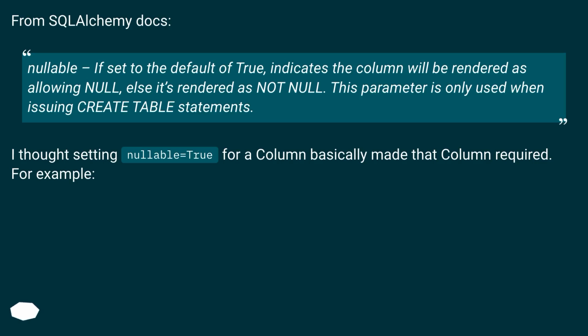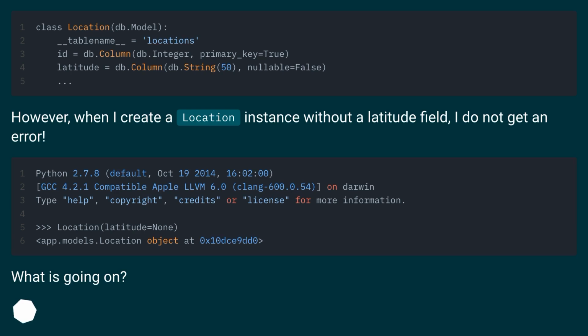I thought setting nullable equals false for a column basically made that column required. For example, however, when I create a location instance without a latitude field, I do not get an error. What is going on?